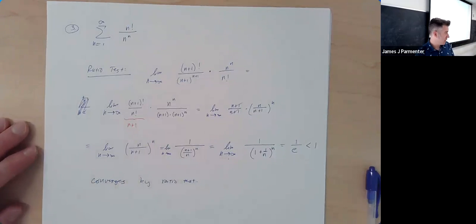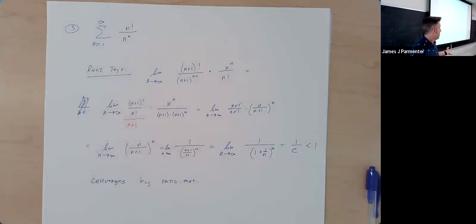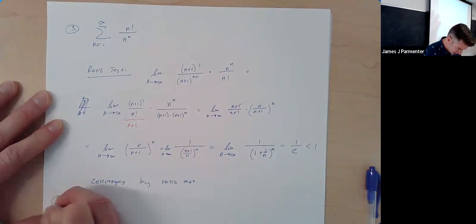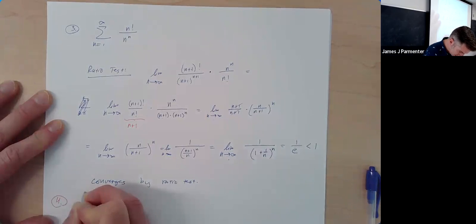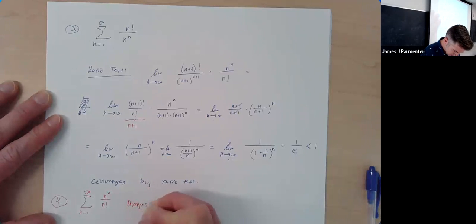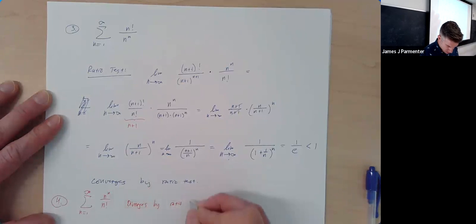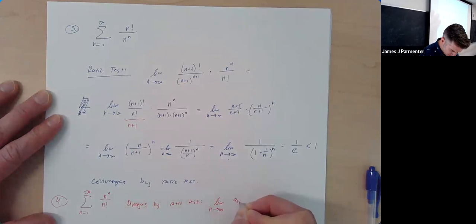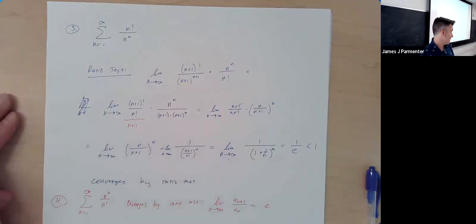I will point out that a nice thing to know, and this is true, is that if a series converges by the ratio test, the reciprocal series is going to diverge and will have the reciprocal limit. So I will just also mention here as a bonus, the sum from n equals 1 to infinity of n to the n over n factorial is going to diverge by the ratio test. I think it's worth you doing it on your own, but it is true that the limit as n goes to infinity of a sub n plus 1 over a sub n is going to be, instead of 1 over e, the reciprocal, which is just e, which is greater than 1.